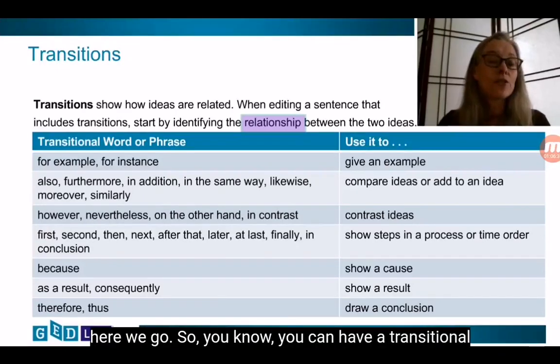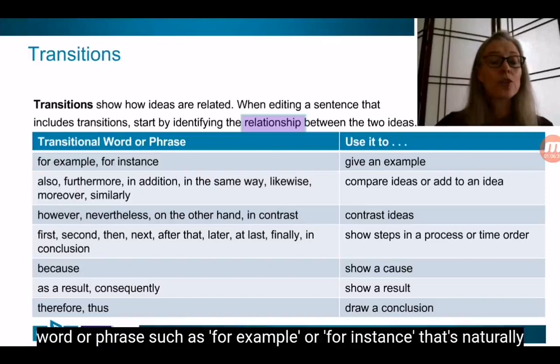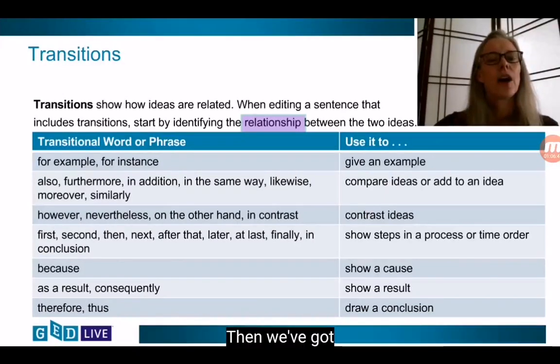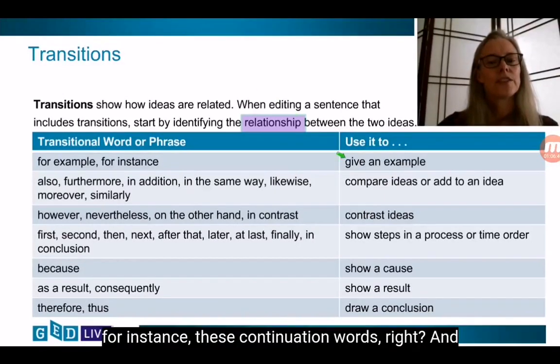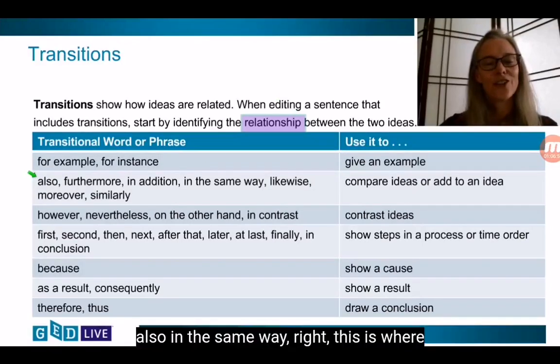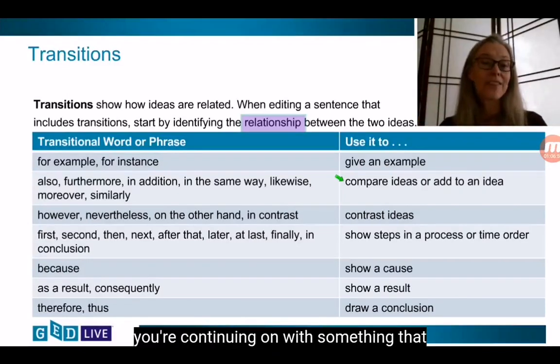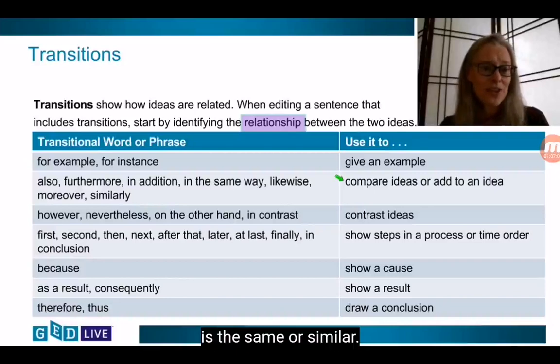You can have a transitional word or phrase such as for example or for instance. That's naturally going to be introducing an example. Then you've got these continuation words, right? And, also, in the same way. This is where you're continuing on with something that is the same or similar.